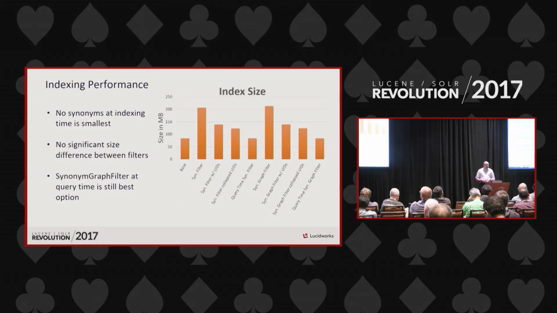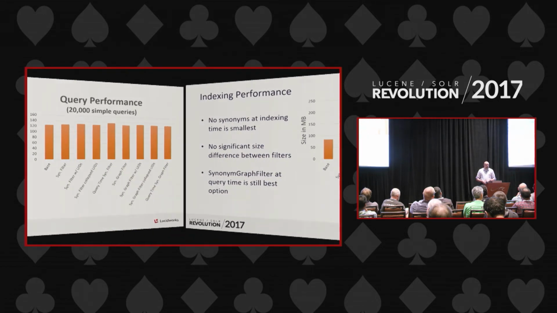For the index size, there's really no difference between the synonym filter factory and the graph filter factory. At the end, they're emitting the same tokens. Not using synonyms, of course, is going to give the smallest index size. So if indexing time is important to you, query time is the way to go. That's a problem if that rare synonym boosting problem is a concern for you. But if you can use it, use the graph filter.